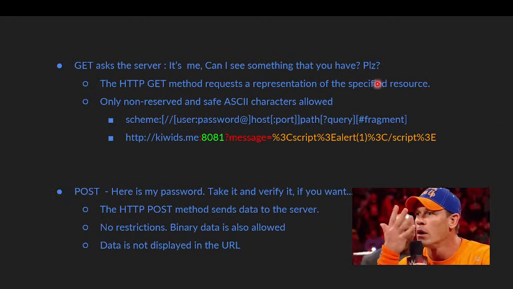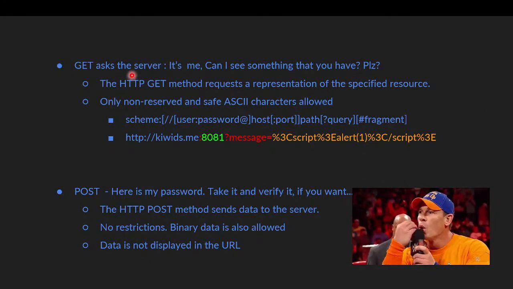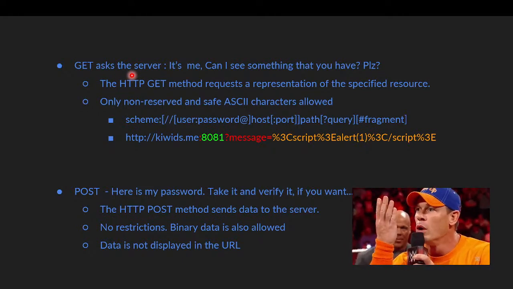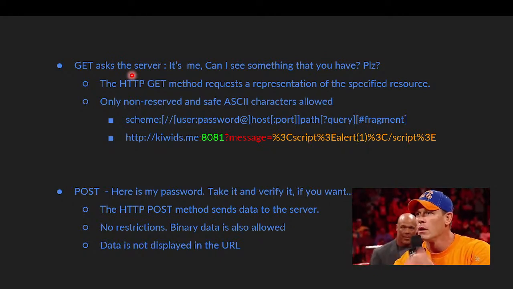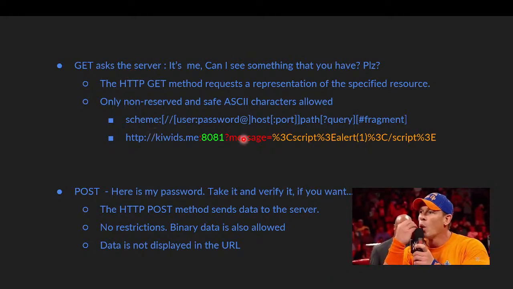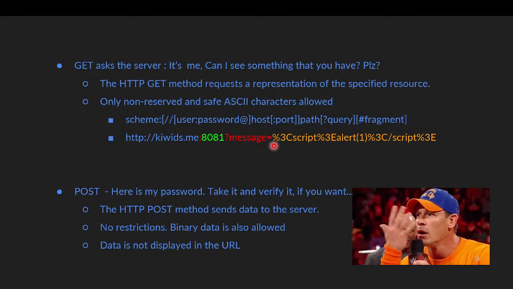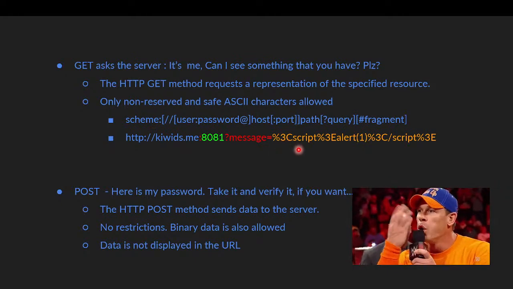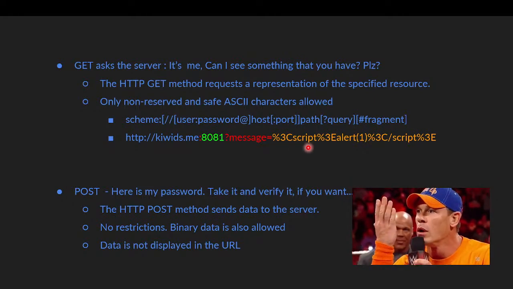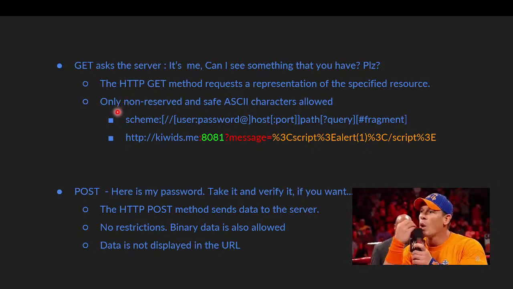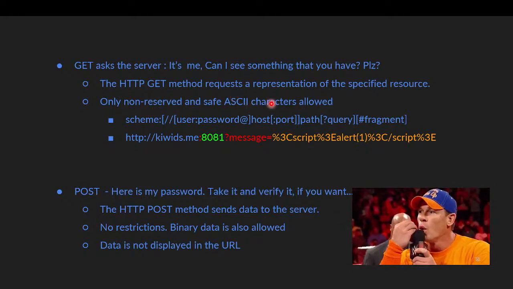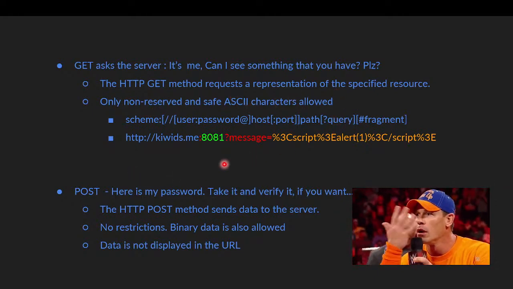GET is most commonly used because that's how we communicate with the server to ask for information. But one thing you need to realize about the GET request is that you put something in the URL bar, and sometimes you will notice that some of the ASCII characters get converted to a percentage sign with some number appended to it. That's because a URL only allows non-reserved ASCII characters and safe ASCII characters. So that's one thing to keep in mind.